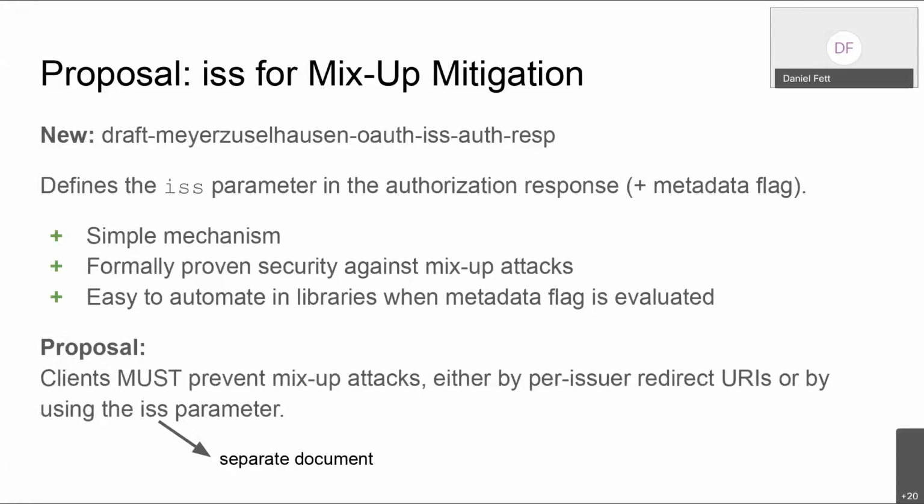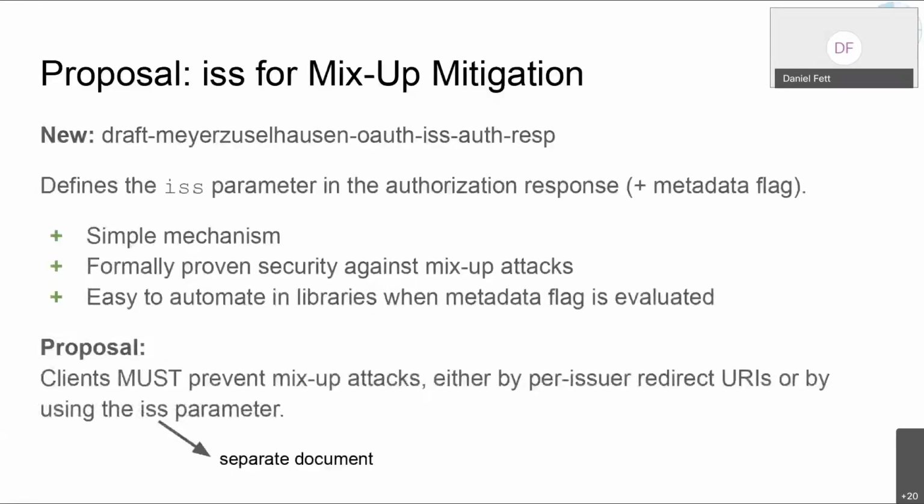And I think if we had this ISS parameter, this would be a defense that is very easy to automate in OAuth implementations, in libraries that evaluate that metadata flag. So I propose that we put this into the security BCP. So we could say that clients must prevent mix-up attacks either by using the per issuer redirect URIs or by using the ISS parameter, where we would then point to that new document.